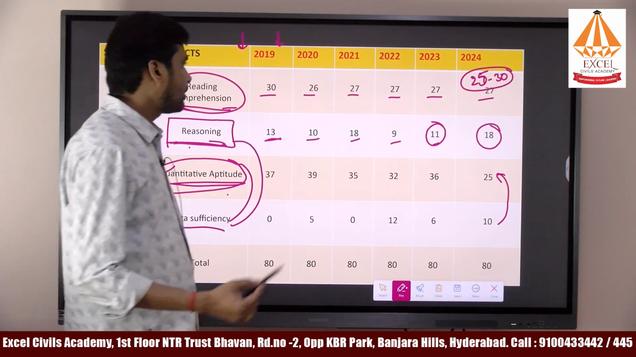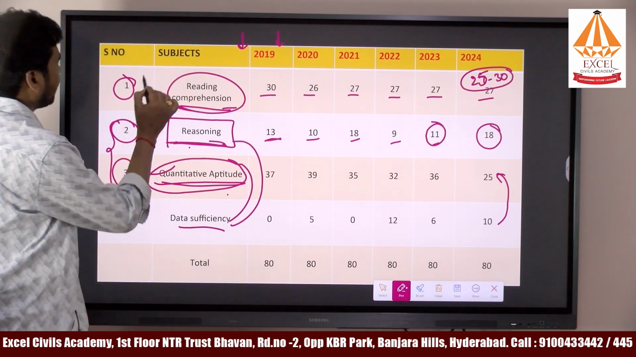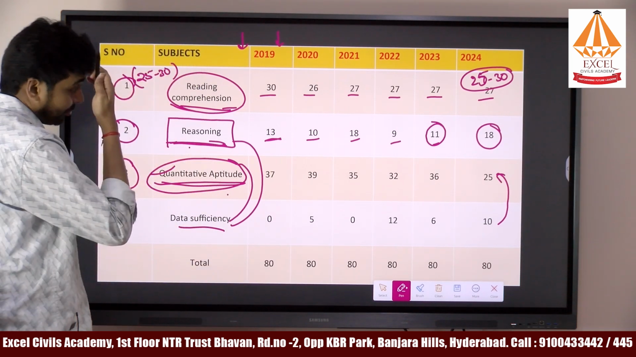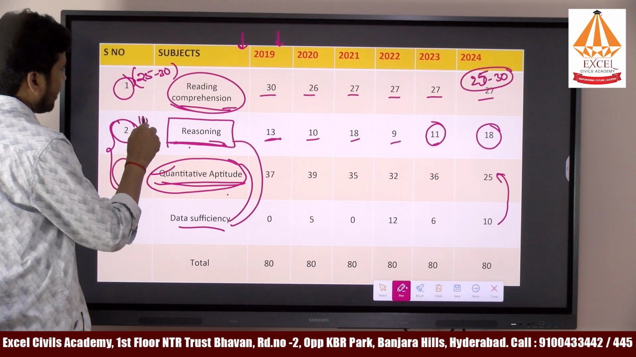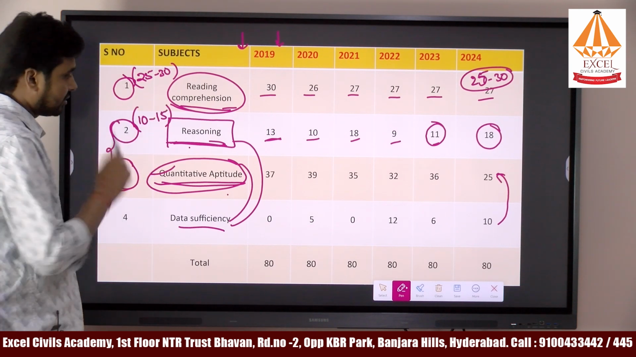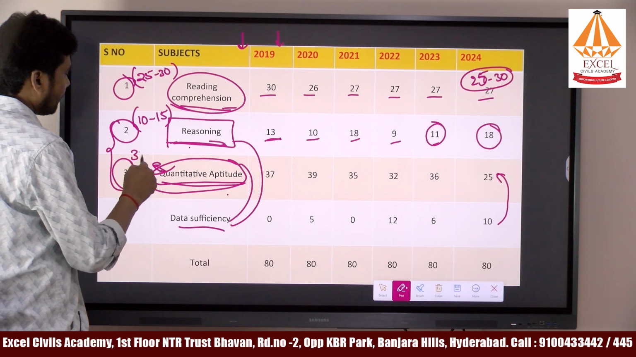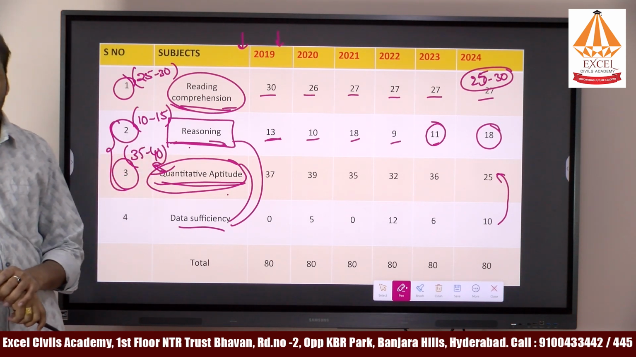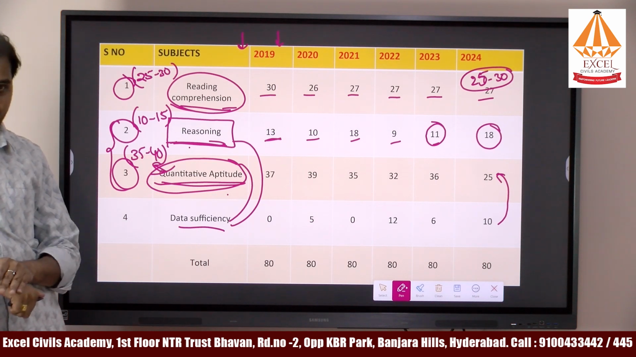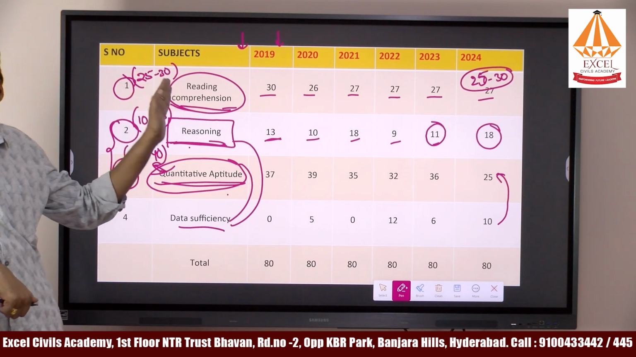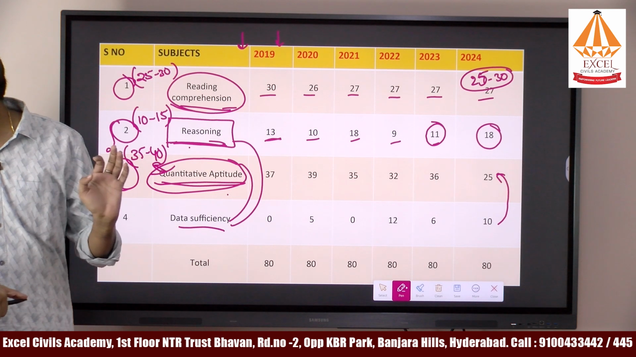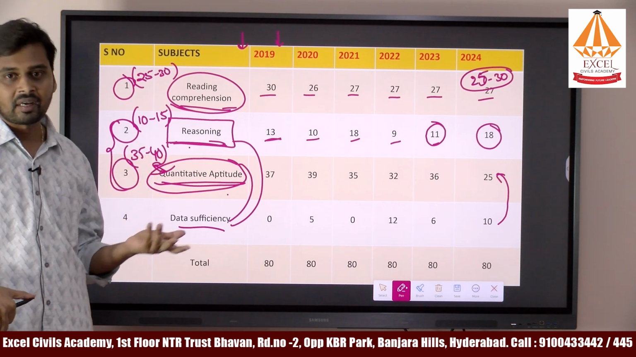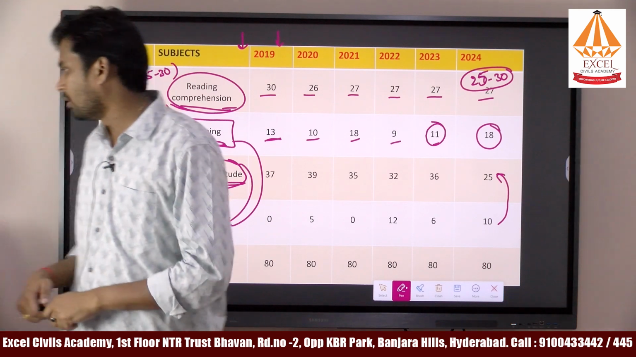So finally, we can come to a conclusion: we can expect 25 to 30 questions from reading comprehension, and from logical reasoning somewhere around 10 to 15 on average. For quantitative aptitude, we will get some 35 to 40 questions. Okay. So these three subjects: reading comprehension, 25 to 30; logical reasoning, 10 to 15; and quantitative aptitude, minimum 35 to 40 questions. Okay.